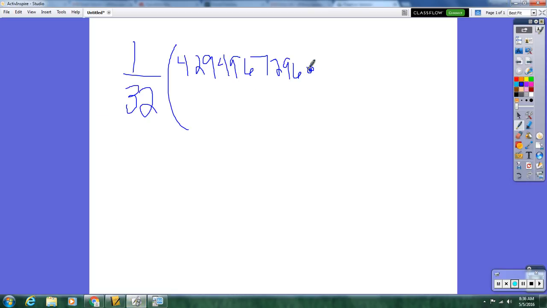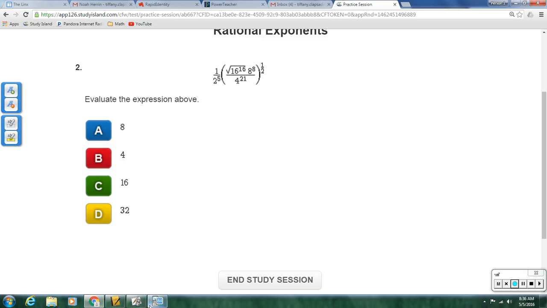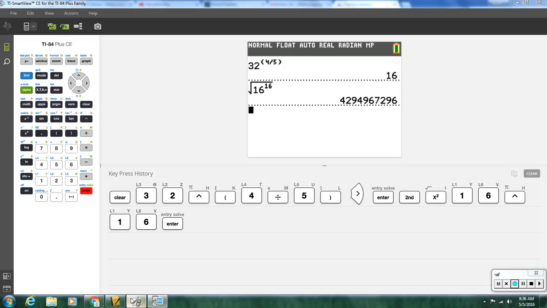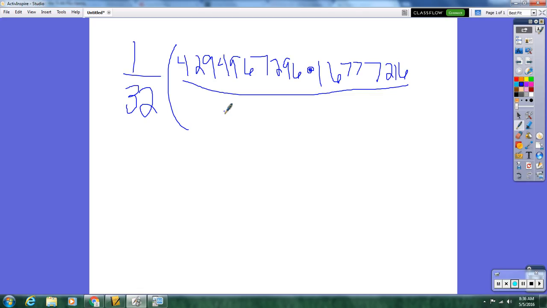It's 1, 6, 7, 7, 7, 2, 1, 6. Divided by 4 to the 21st? 4, 20. Does it have an E on the end of it? Yeah. Okay, so listen, that's saying it's a really, really big number, so let's do this.